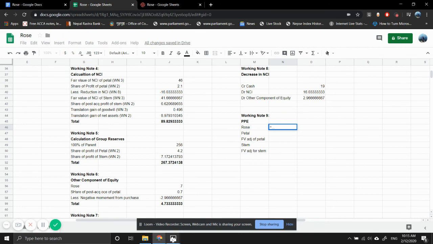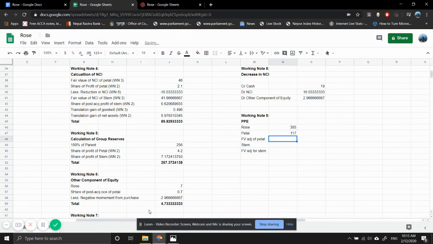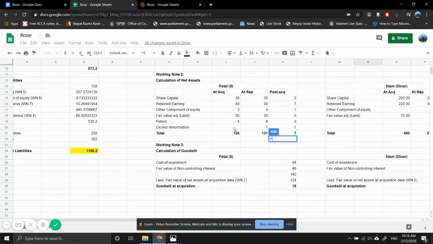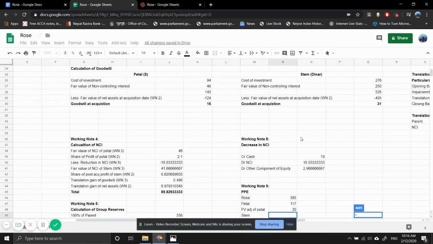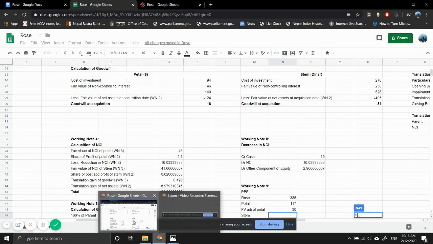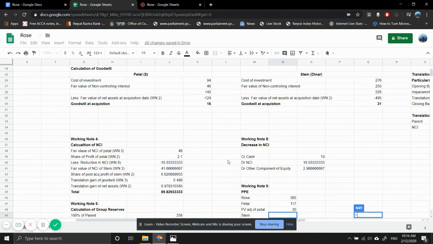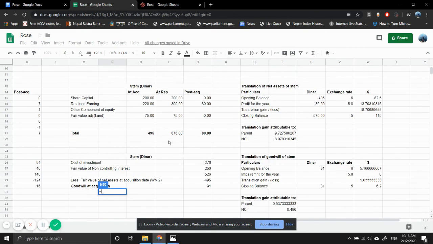So what was rose PPE is 385 117, right? 385 117. Fair value of petal was, how much was there? Excess land, right? 30. In case of stem, how much was the PPE? 430 dinars, right? Okay, 430 dinars. And then what was our closing rate? Divided by our closing rate, right? So that's for stem, and then fair value adjustment, which is in dinar, needs to be converted, right?